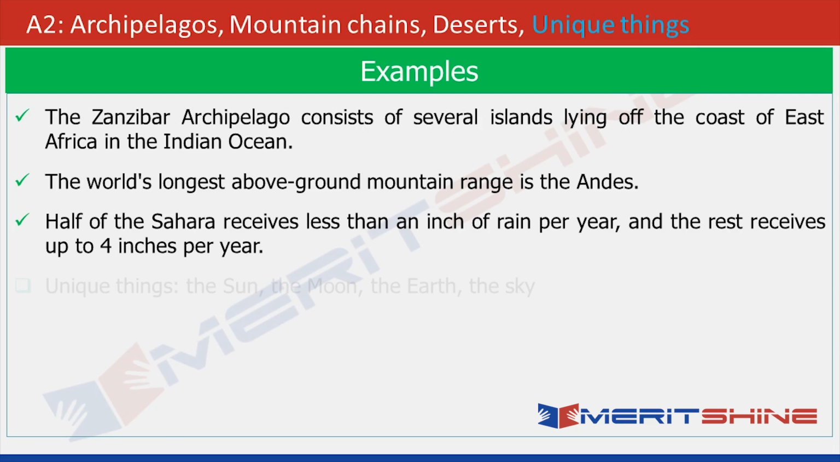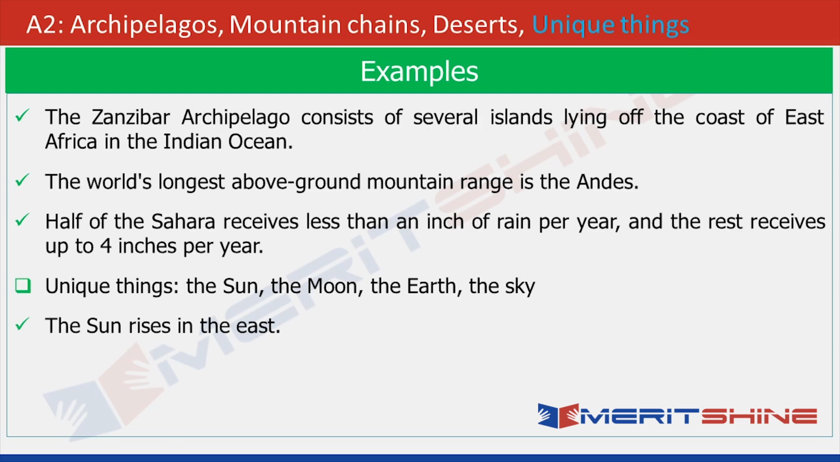Now let's move to unique things. Unique things are one of a kind. Sun, moon, earth, etc. are unique things and are also proper nouns. They take the article the. Unique things can also be common uncountable nouns such as sky. So we'll have sentences like the sun rises in the east, the moon revolves around the earth.